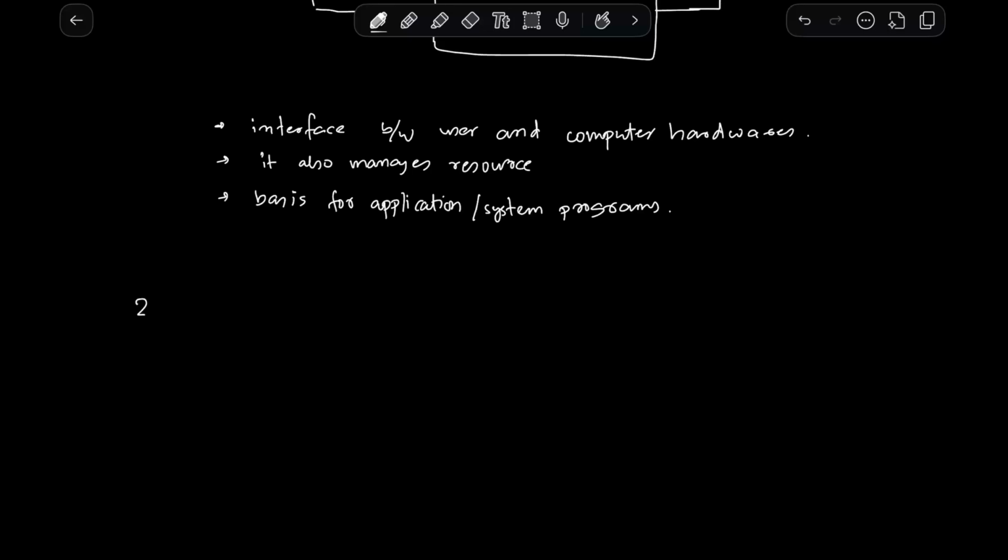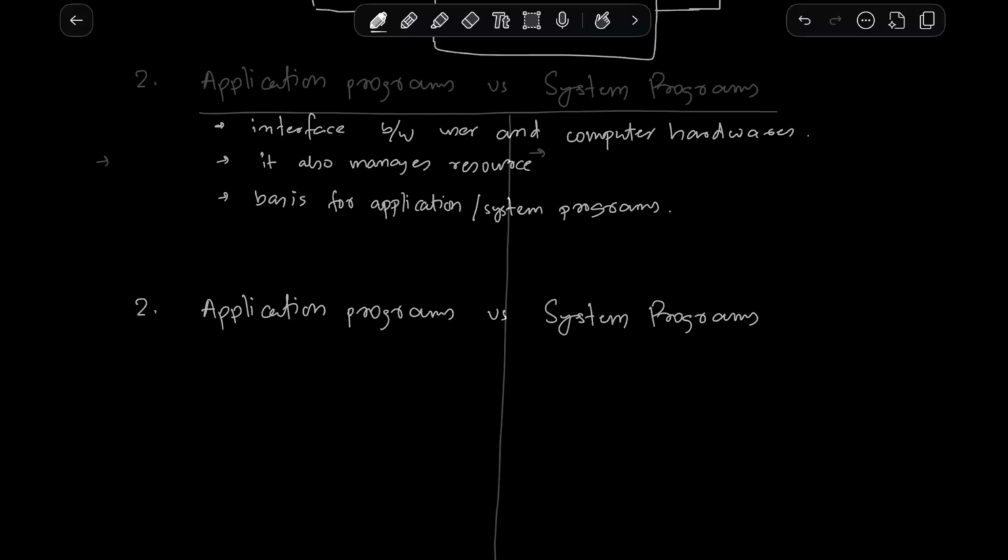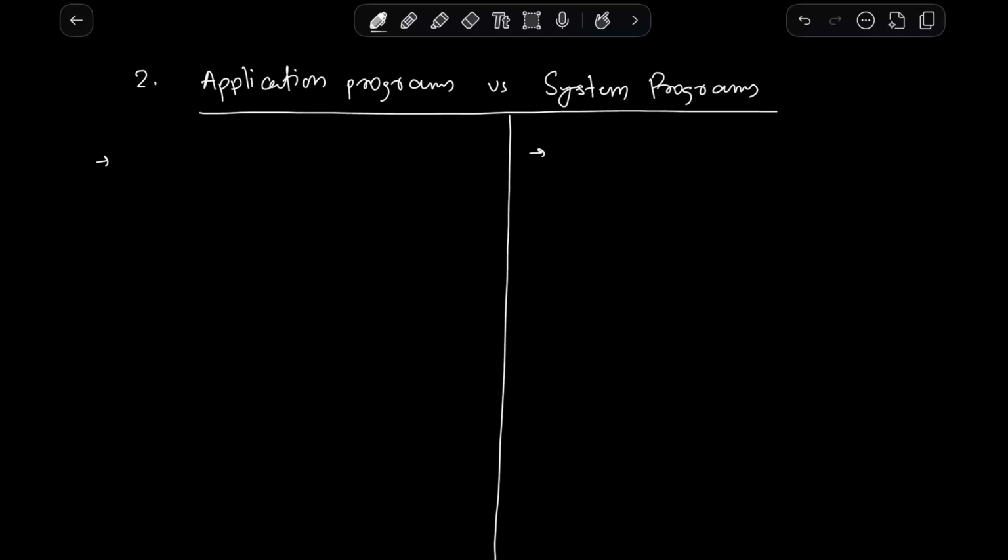So the second thing is application programs versus system programs. Application programs are the programs designed to do some specific task, and these are used by the end users. These are the programs we install, like Chrome, Spotify, VS Code, and all those things. They exist to serve the user directly. They talk to the OS, not the hardware.